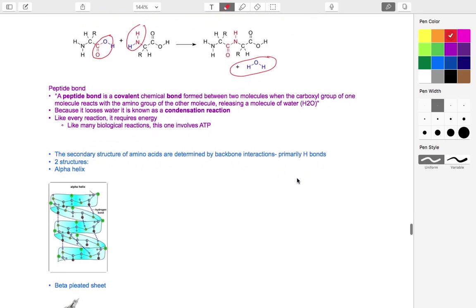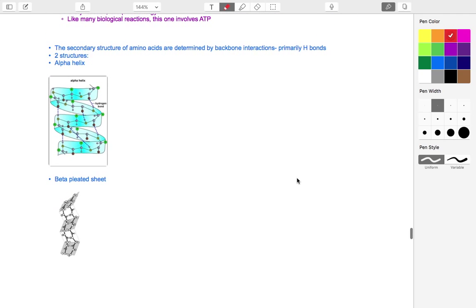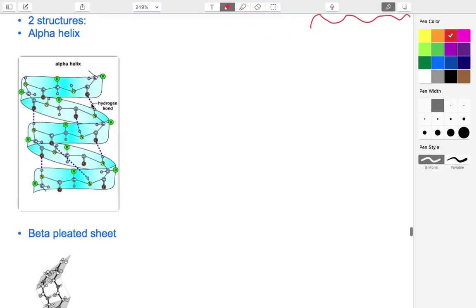Secondary structure, it's always going to get infinitely more complicated. So the secondary structure of amino acids is determined by their backbone interactions. So these are hydrogen bonds. Okay. So you have one of two. You either have your alpha helix or your beta pleated sheet. Now I am horrendous at drawing, which is why I've put images in there. So I will just zoom in to show you.